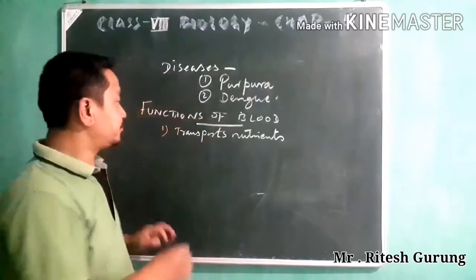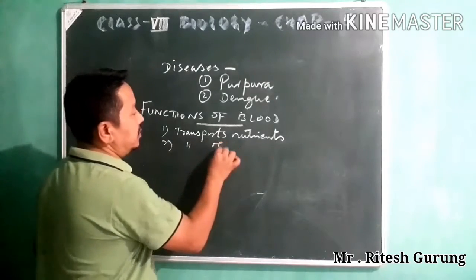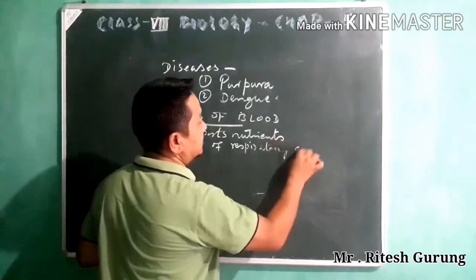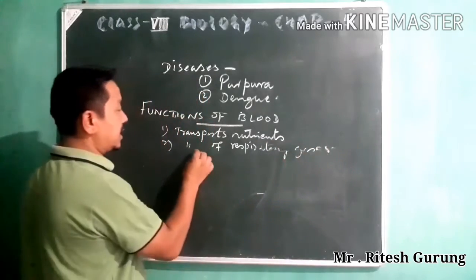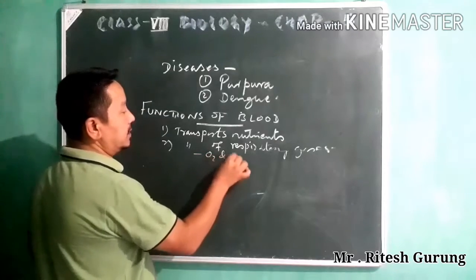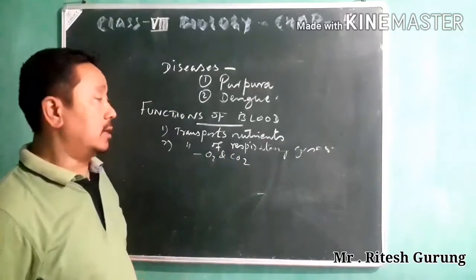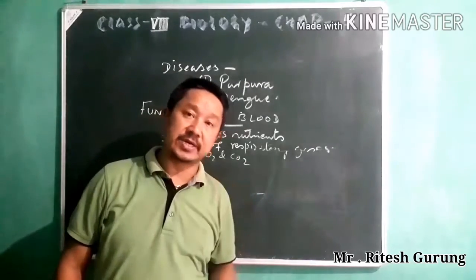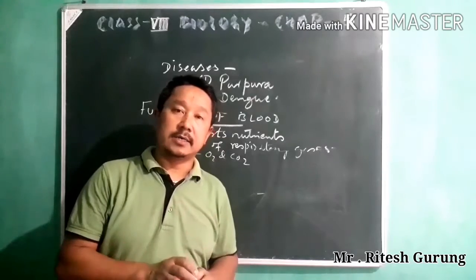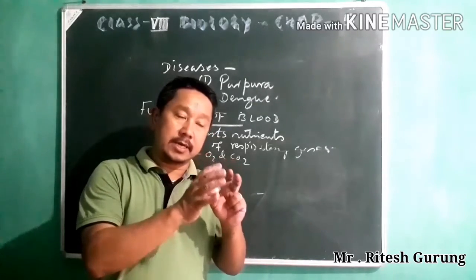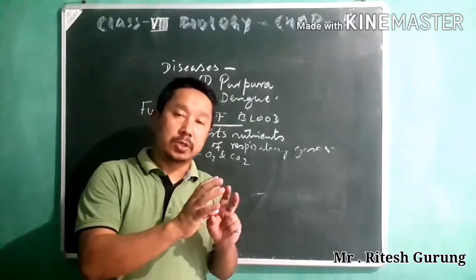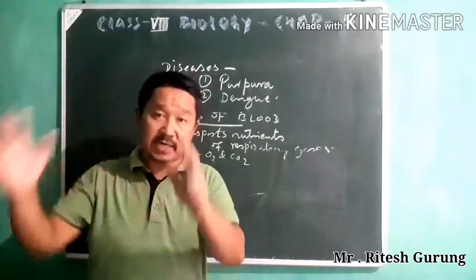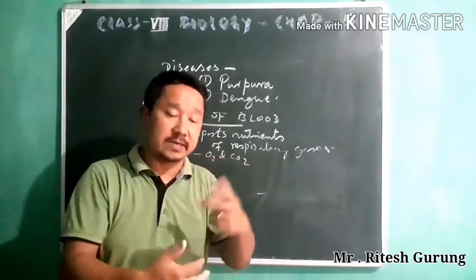Okay, second, transport of respiratory gases. Respiratory gases are oxygen and carbon dioxide, which are transported from the lungs to the different parts of the body, and from different parts of the body back to the lungs. Let me tell you in detail.